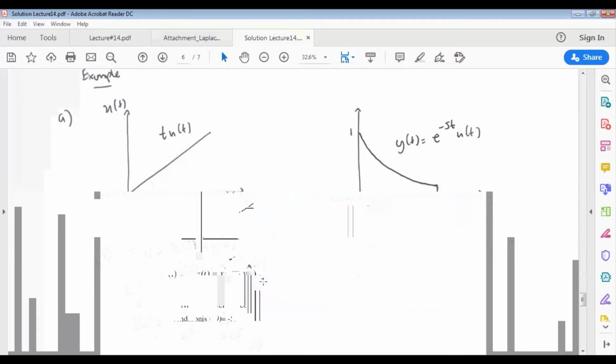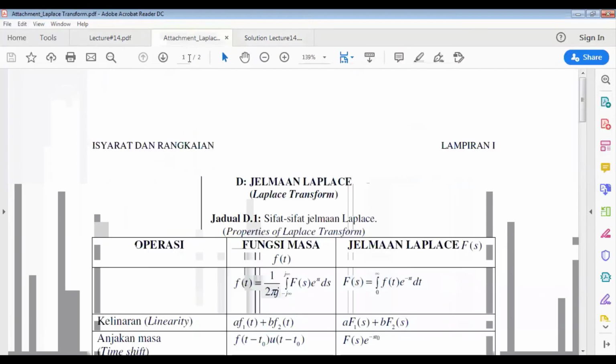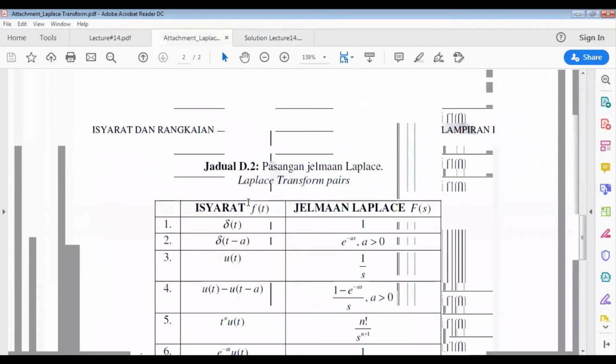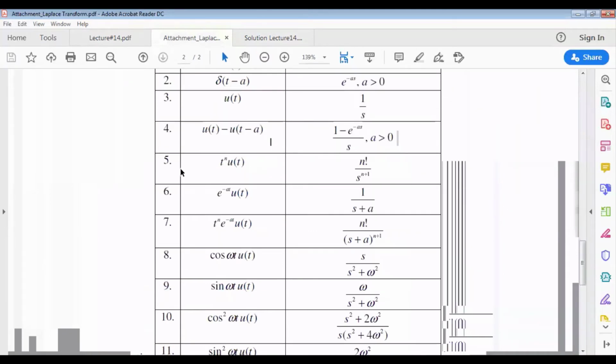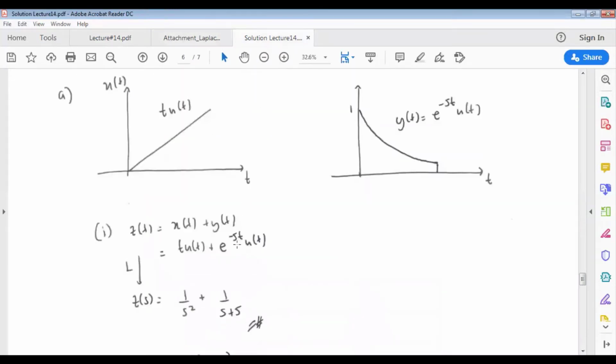By applying the properties of Laplace transform, we are going to use these two signals here. The first one is signal number 5, which is t u(t), by substituting n equals 1. And the next one is signal number 6, which is e^(-at) u(t). Based on that, the Laplace transform for z(t), which is Z(s), is supposed to be 1 over s squared plus, based on the derivative properties, 1 over s plus 5. So it's straightforward, yeah?